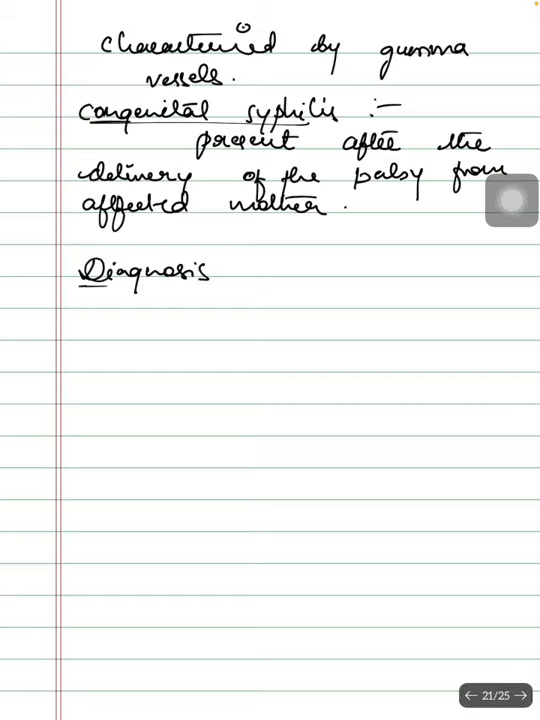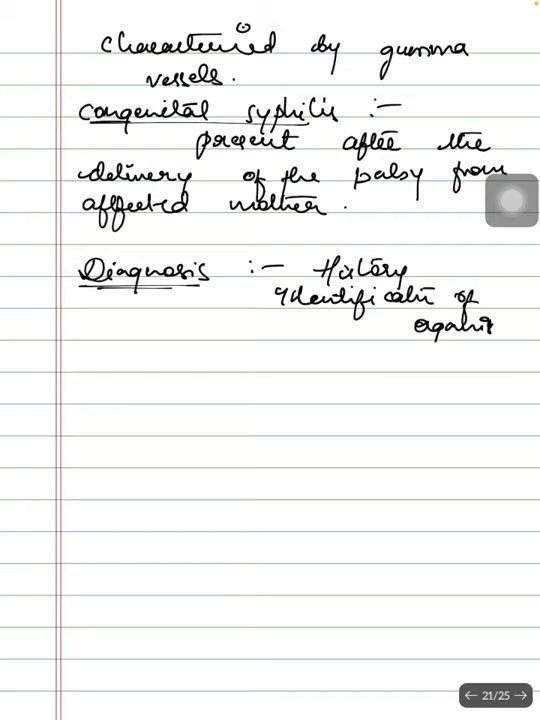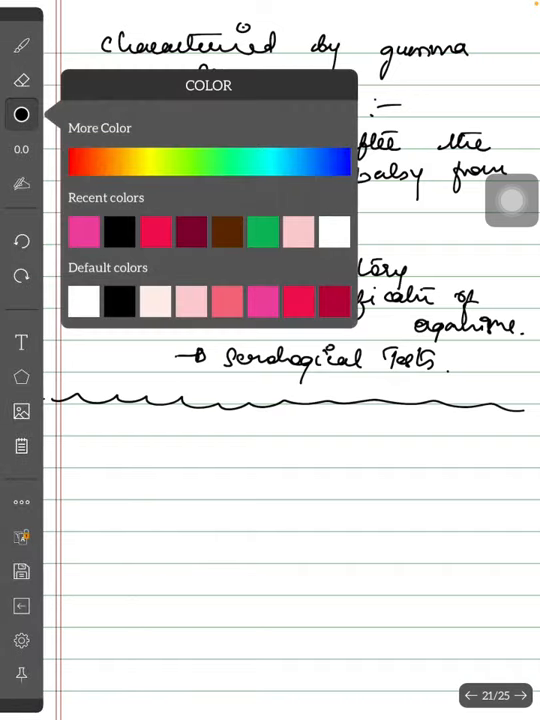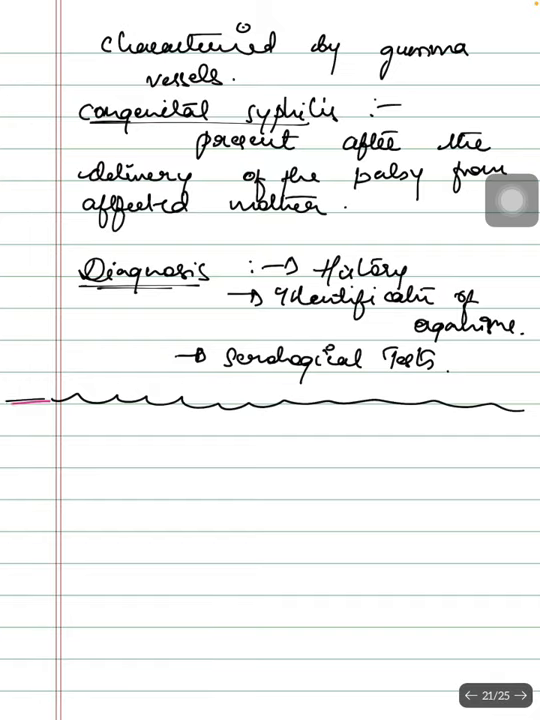Next, coming to the diagnosis of syphilis, the first one is history of exposure to an infected person, and identification of the organism, Treponema pallidum, which is an anaerobe. A smear has to be taken for identification. Next one is the serological test, VDRL. This is a common flocculation test, which is positive after 6 weeks of initial infection. So this is all about the diagnosis of syphilis.